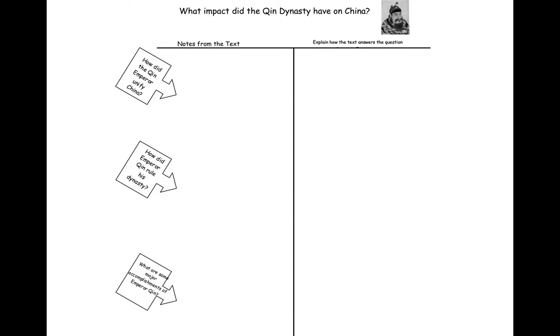Okay, so let me pick up where I left off. So, G track, this is your graphic organizer. It should be numbered page 11. What impact did the Qin dynasty have on China? You'll see that there are two sides of the chart because it's a T chart.